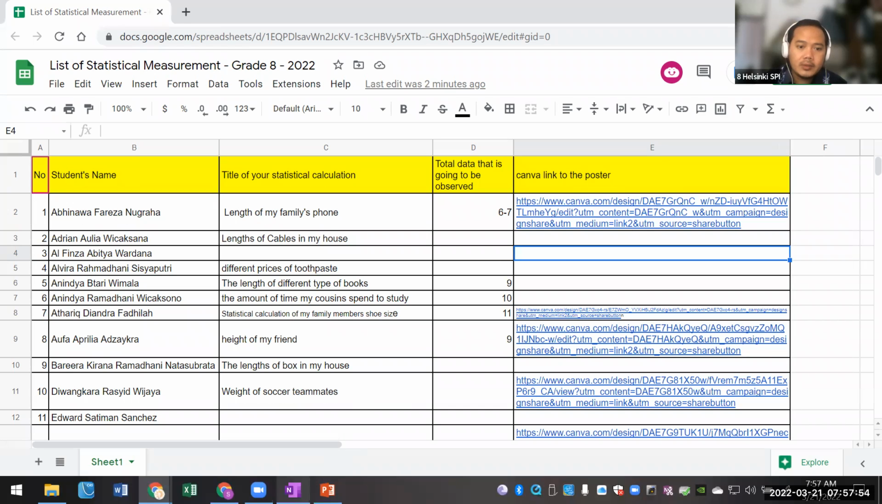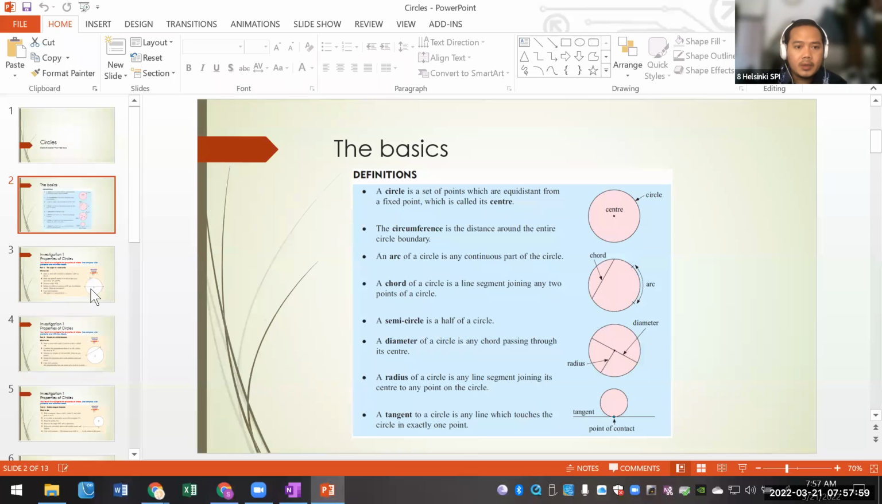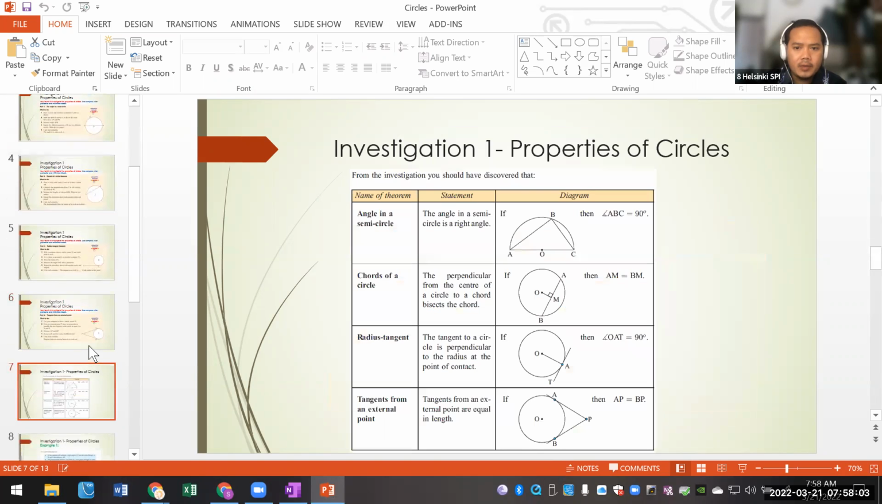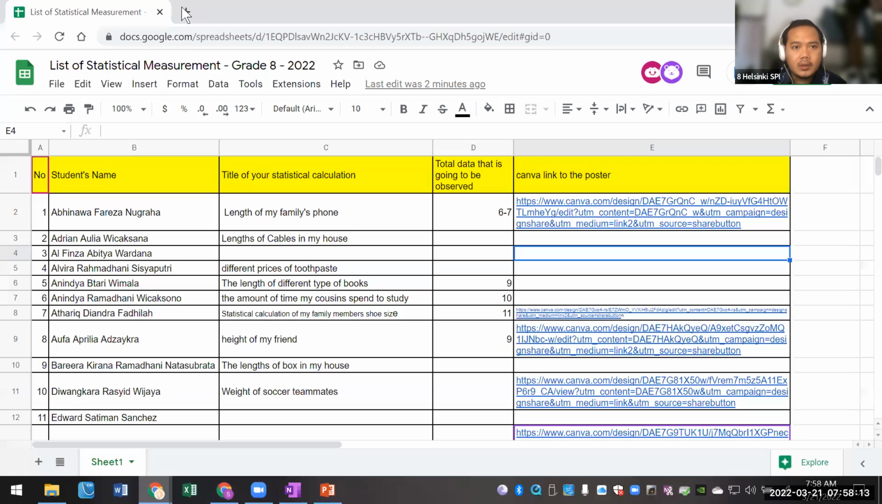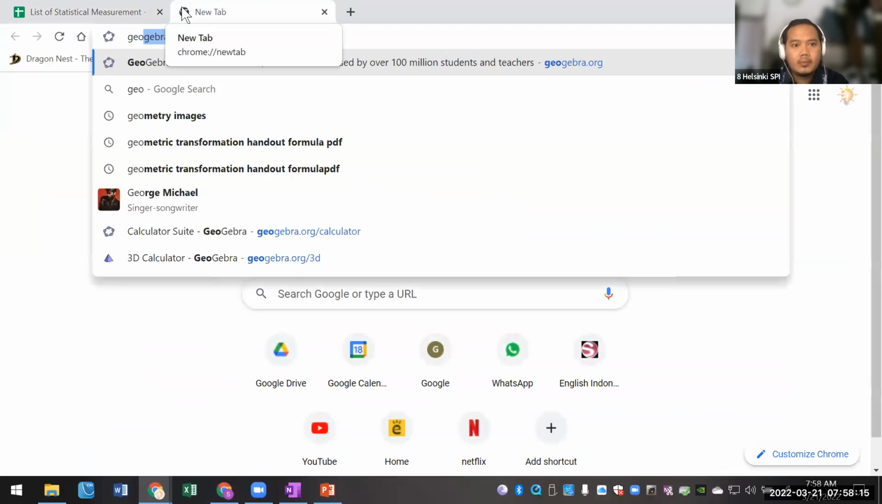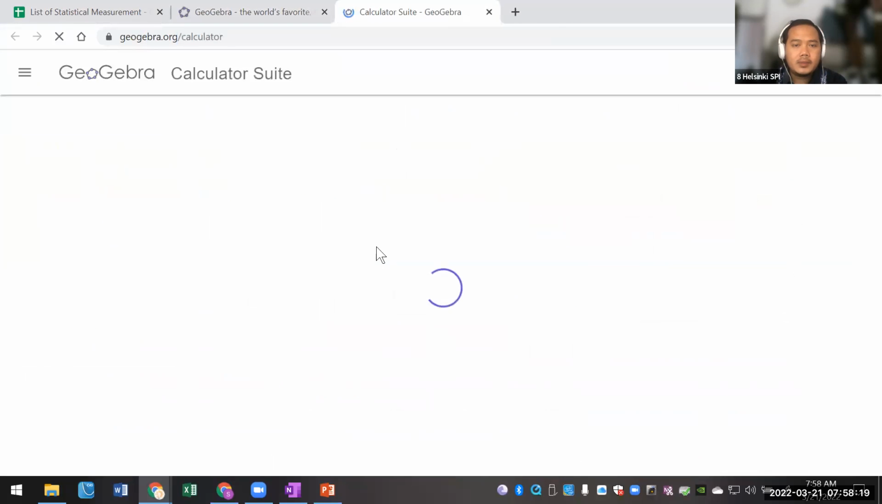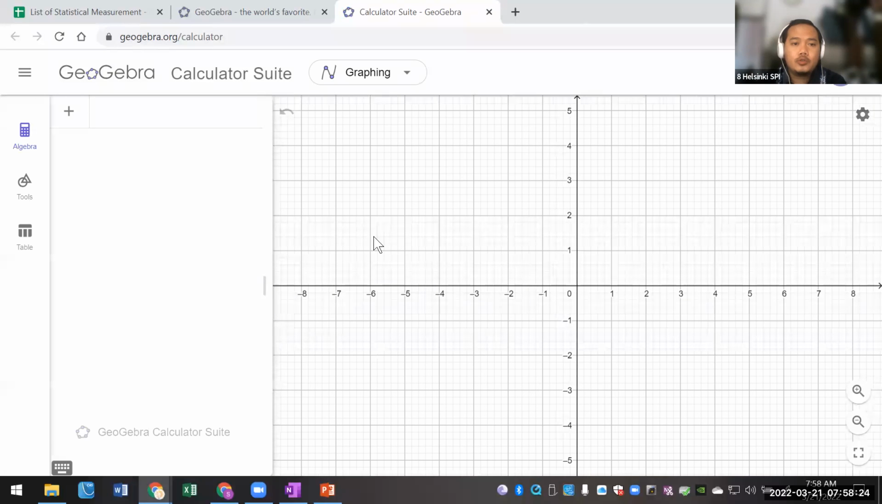Again, today we're going to continue the topic about circles. So here we go. I'm going to give you some topics first, and I hope you still remember there are a couple of topics that we had in grade 7 about angles. So I'm going to go to my GeoGebra here. Okay, so let's use this application to investigate a couple of things about angles in the circle.